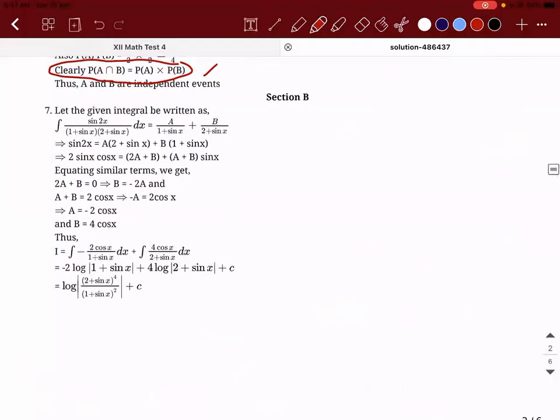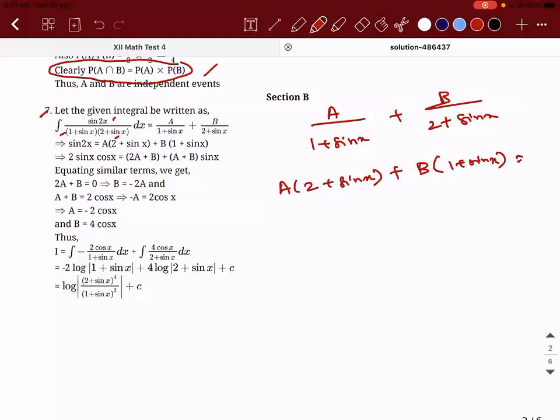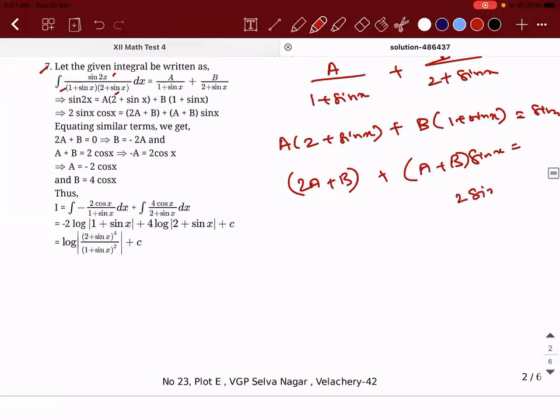Next, find the integral of sin 2x divided by (1 plus sin x) into (2 plus sin x). For this, you can use partial fractions. So A divided by 1 plus sin x plus B divided by 2 plus sin x. Now take the LCM and try to solve. So A into (2 plus sin x) plus B into (1 plus sin x) is equal to the numerator, that is sin 2x.